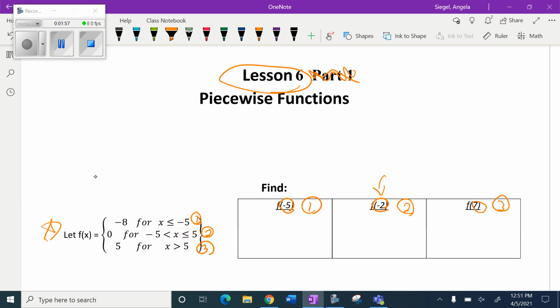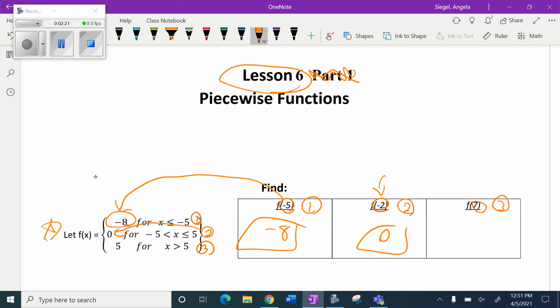Now from here, we are just going to do what it tells us to do. Since it's in this first one, I'm going to plug in -5 for x. But notice that there's no x there, so it just tells me what my answer is going to be. If there's no x, we don't have to plug in anything. My answer is just going to be -8. The second one is the same way. It's just 0, and this last one is 5.